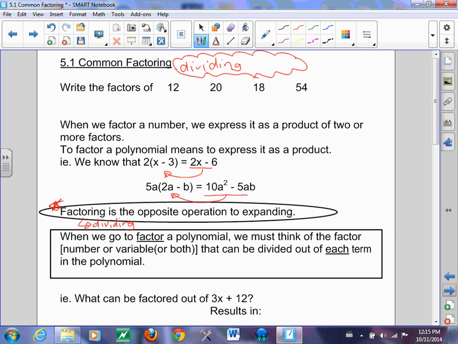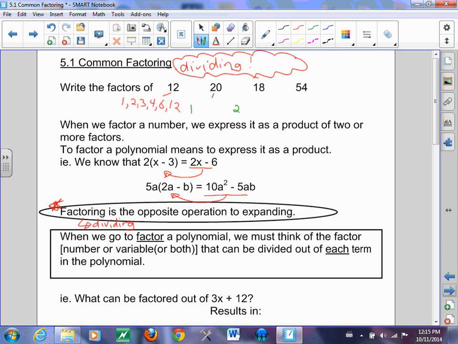So we're going to divide when we factor. Okay, so what are all the factors of 12? Okay, so 1 goes in evenly into 12, 2, 3, 4, 6, and 12. Okay, all right. 20, here's another way to do it.